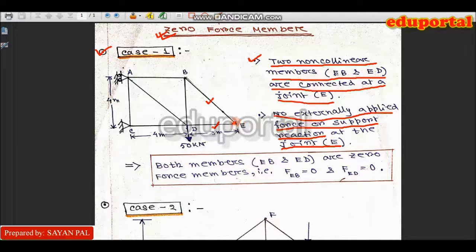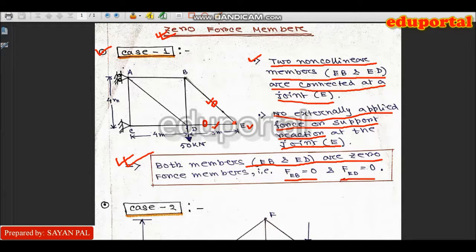Okay, so we can see that at joint E, there is no support reaction and no externally applied load. So the conclusion that can be drawn from here is both members EB and ED are zero force members. So this is EB, it is a zero force member, and this is ED, this is also a zero force member. So F_EB, that is the force in the member EB, and the force in the member ED, equal 0. As we know from the definition of zero force member, this member will not carry any force, neither tensile force nor compressive force. So these are zero force members.